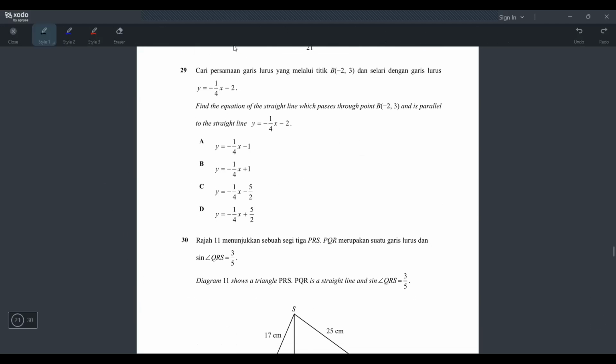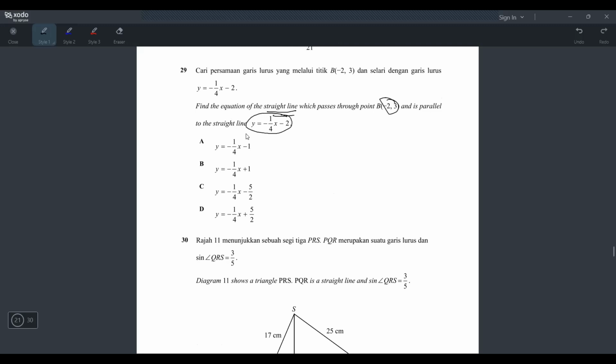29. Find the equation of straight line. Okay, this one is under form 1, form 2, form 3 chapter. Lower form chapters is under straight line. And then they say passes through B and parallel to this straight line. Remember, it doesn't matter which formula you use. Because in AdMaths, there's another formula to find equation, right? But it doesn't matter which formula you use, you will always need the gradient and one point that it passes through.